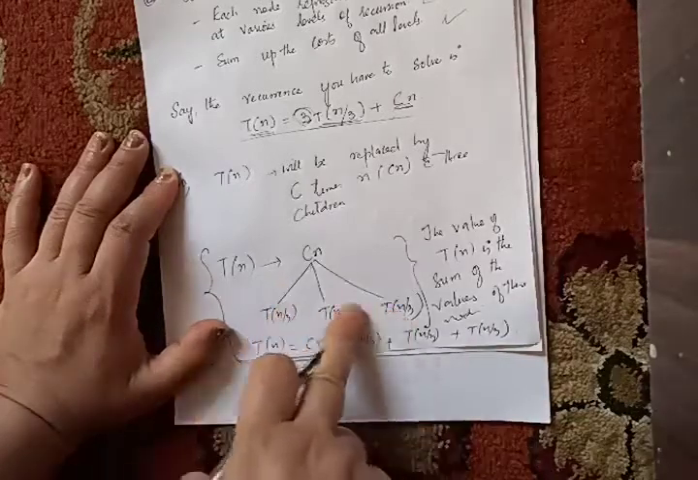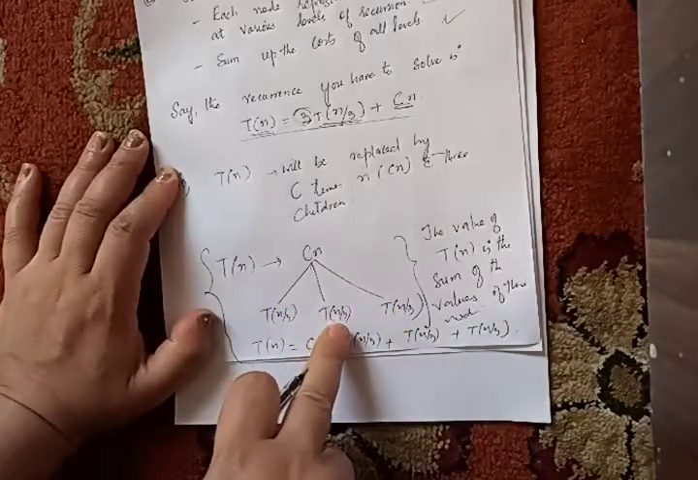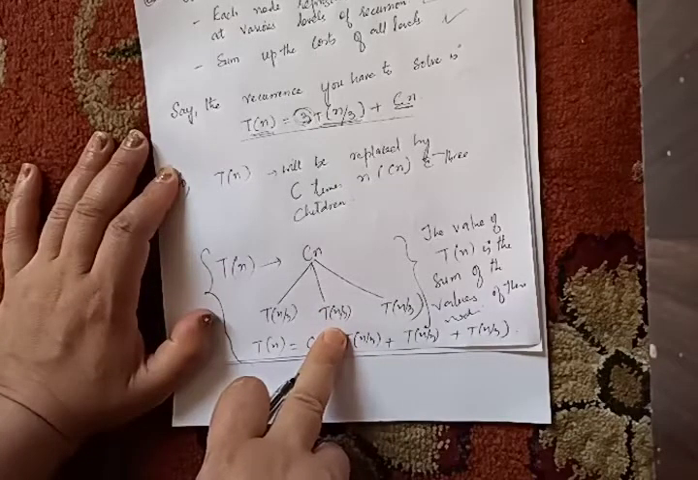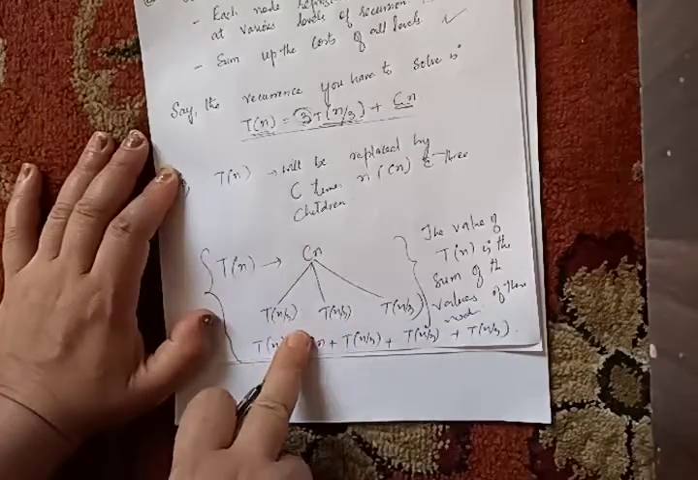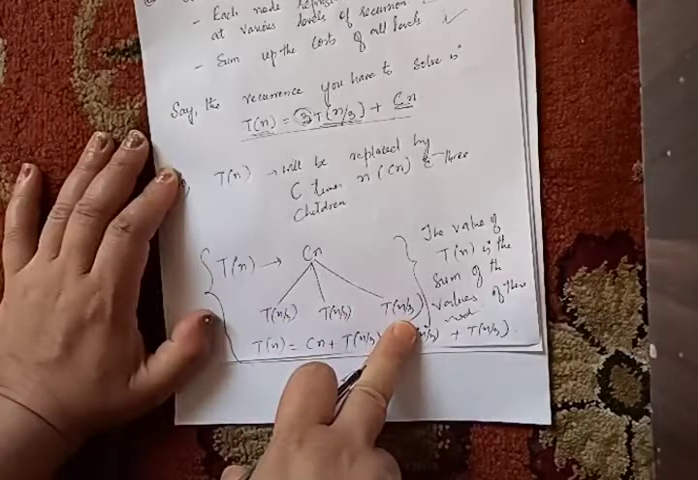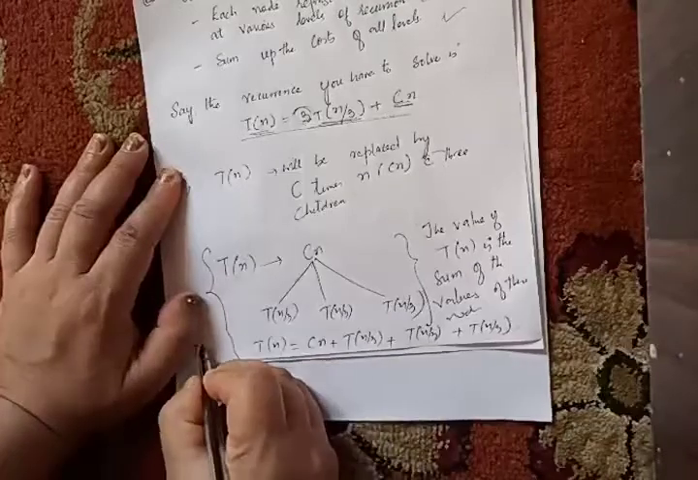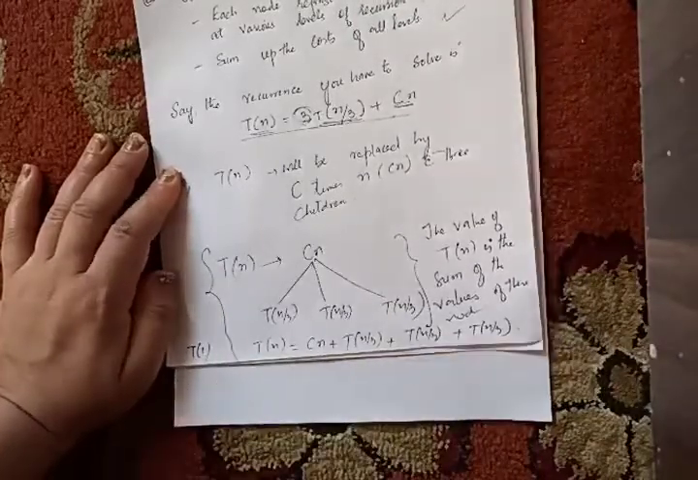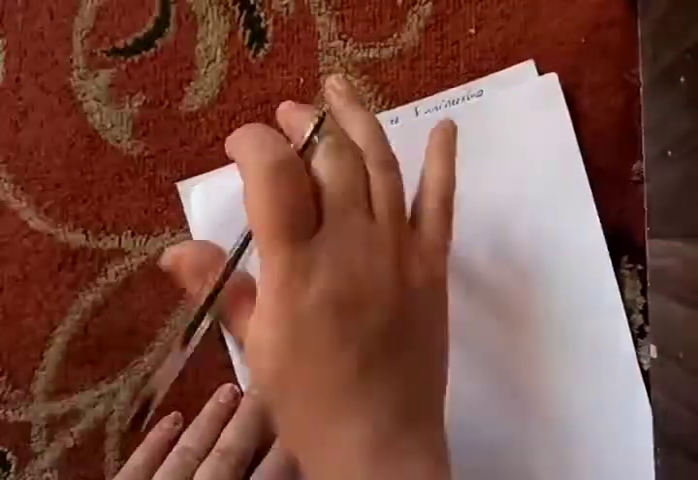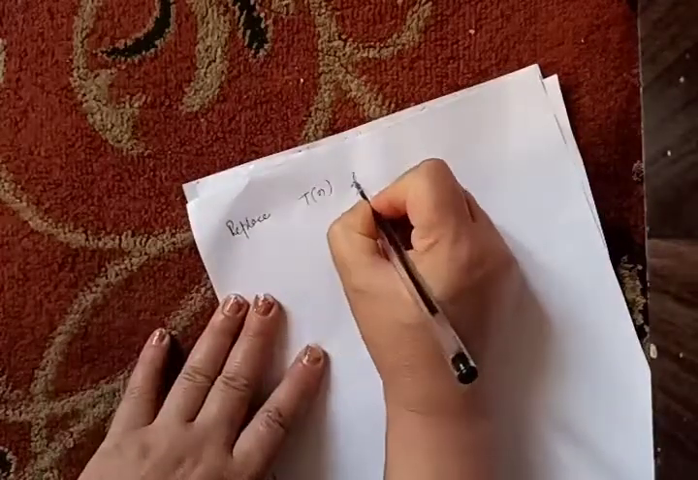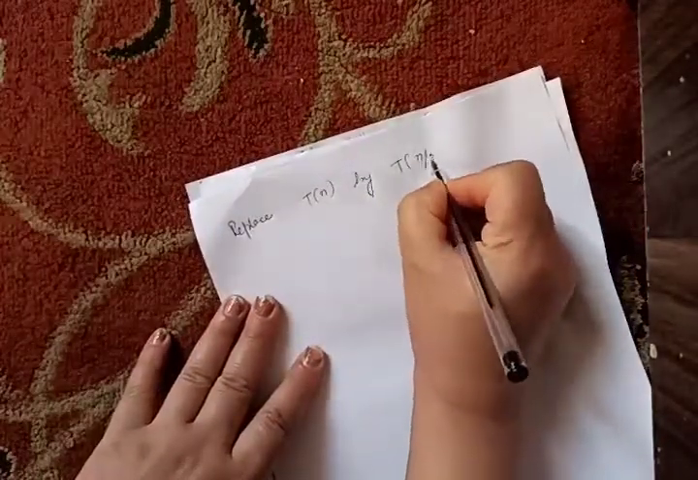We can expand this tree. This is when we apply only the first round of recursion. That doesn't mean that after the first round we have completely solved the problem. No, we have to keep on dividing until the last subproblem is of size 1. That means we must get a problem of size 1. So if we expand this further, now we have to replace T(n) by T(n/3).